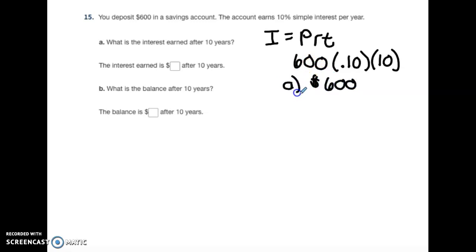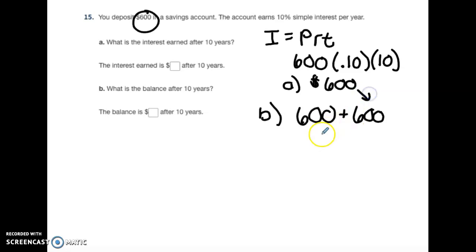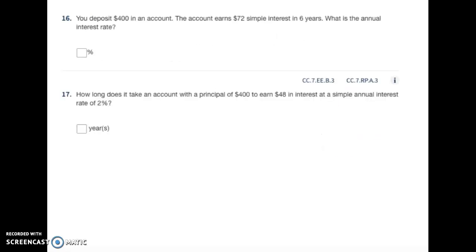So this is part A. Then part B wants to know what is the balance after 10 years. So that means we started with $600 in our account, and then we added $600 interest. That's this. We want to know what's the total. The total is $1,200. All right, stay with me. A couple more problems.